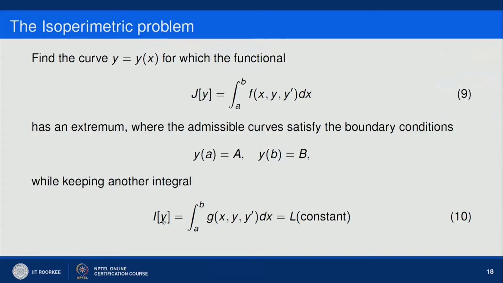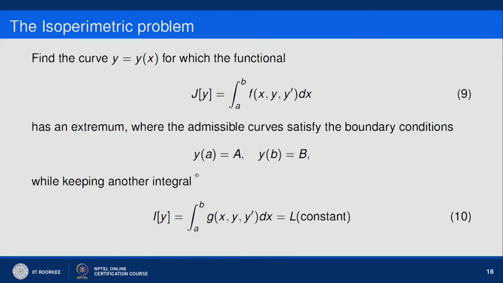Here what we try to do is find the curve y equal to y of x for which we extremize the functional J of y, the integral from a to b of f of x, y, y dash dx, with the boundary conditions y of a equal to A and y of b equal to B, provided that the other condition, given by the functional integral I of y, the integral from a to b of g of x, y, y dash dx, remains constant.